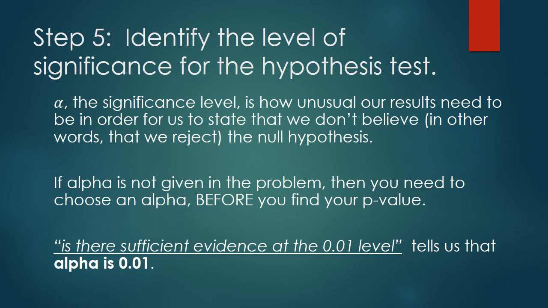So we are told in our problem, is there sufficient evidence at the 0.01 level? That tells us that alpha is 0.01. That means we need a probability of 0.01 or less before we say our results are too unusual to think the null hypothesis is okay. And remember that 0.01 is 1%.